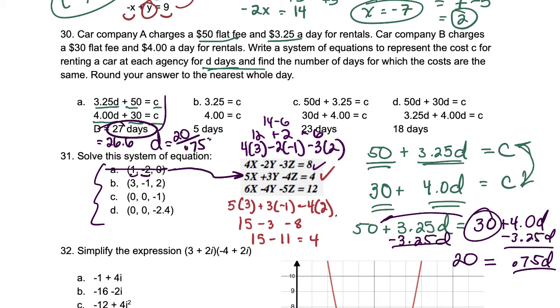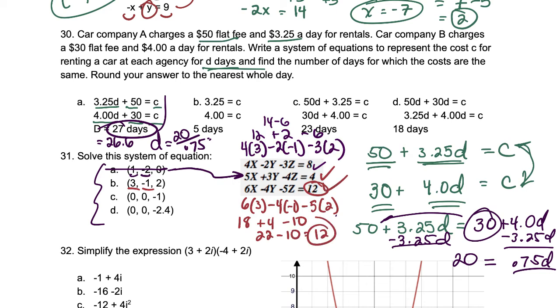So if it checks in the third one, we know we have that one spot where all three of these planes intersect each other. So here comes the third check. 3, we're still saying x is 3, minus 4 times y, which is -1, minus 5 times z, which is 2. Does it give me this 12? 18 plus 4 minus 10. 18 plus 4 is 22, minus 10 is 12. Yep, it checks. You are guaranteed it is 3, -1, and 2.